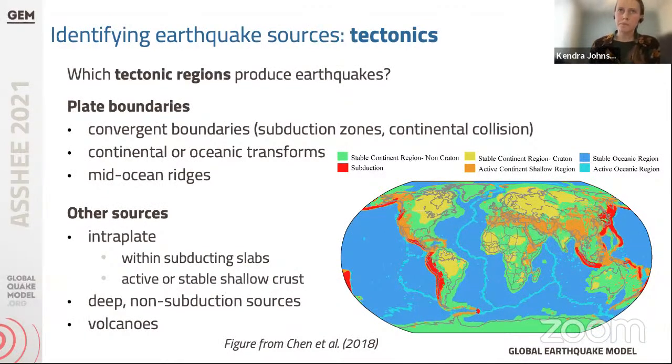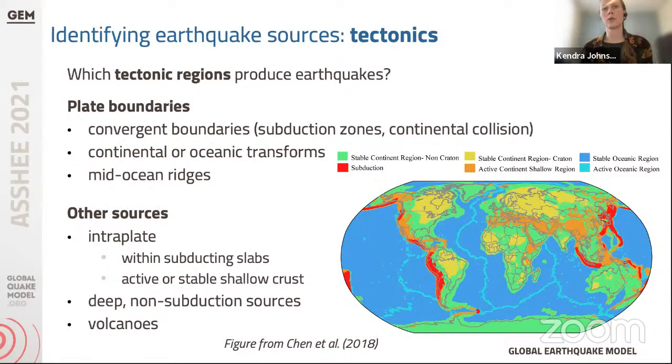So I've listed the 3 main types of plate boundaries here. We have convergent boundaries, so subduction zones, continental collisions. Then we have continental or oceanic transforms, where plates are moving laterally relative to each other. And then we have mid-ocean ridges, which may produce earthquakes, but are to a lesser degree impactful to a lot of onshore sites, given their location in the ocean.